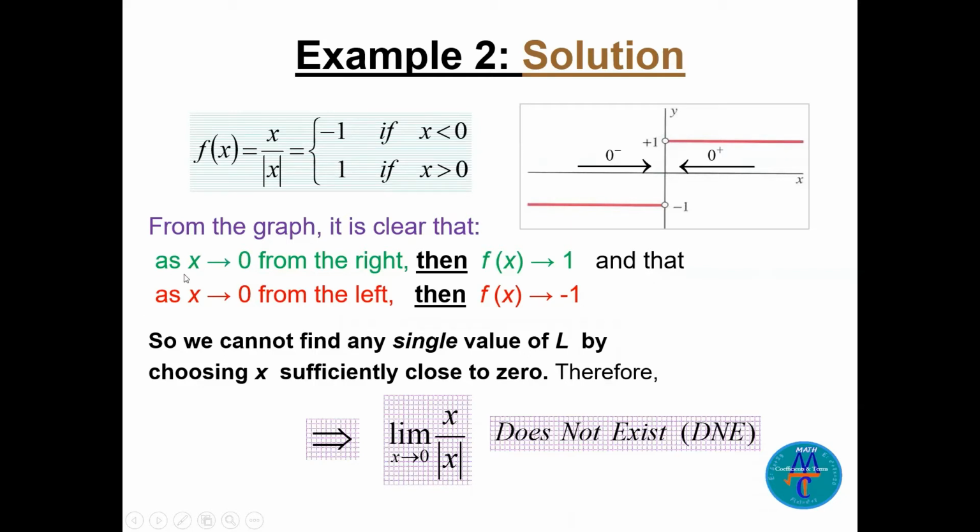Let's see the limit. As x approaches 0 from the right side, the limit of f of x goes to 1. And then if x goes to 0 from the left side, then the limit is minus 1. So here we say the limit does not exist, because the limit from the right does not equal the limit from the left. So we say DNE, or the limit does not exist.